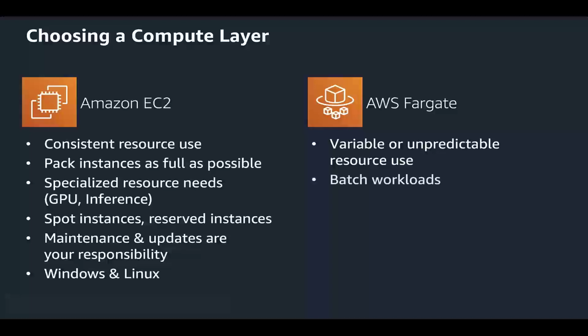Batch workloads and periodic tasks, such as cron jobs and occasional jobs from a queue, are other examples of variable resource usage. These workloads are a great fit for Fargate.